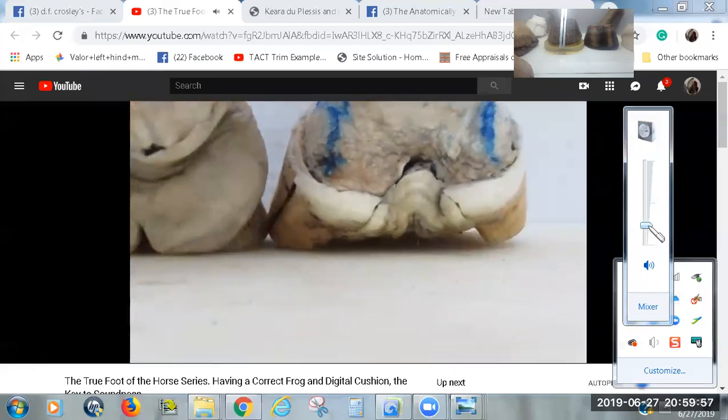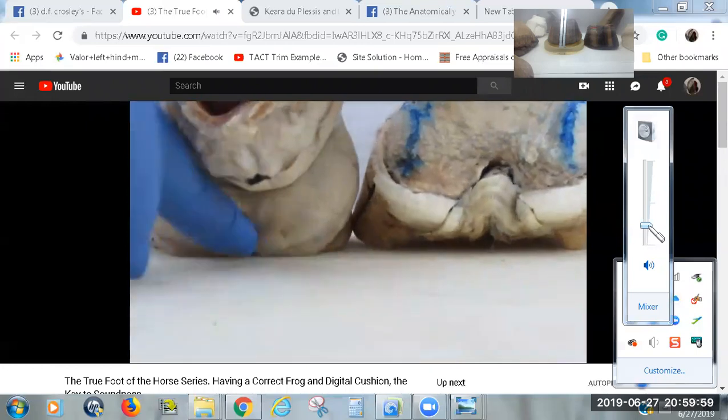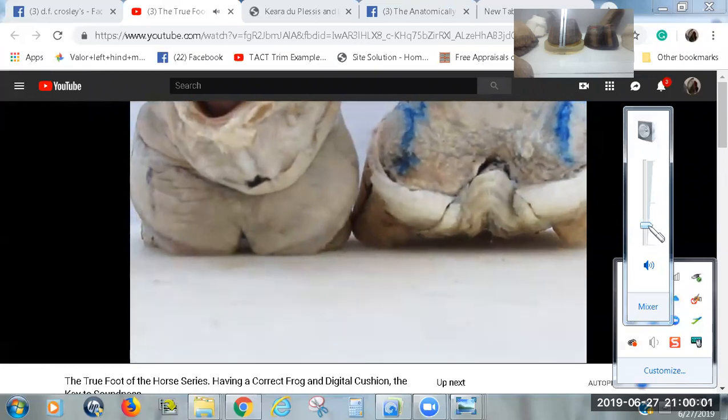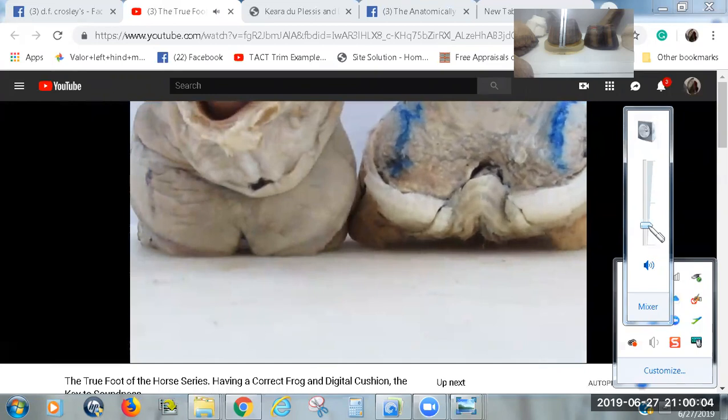Okay, but what do we got over here? We got nothing. Nothing. And that's what most barefoot horses are on, and that's why they're lame. That's why they need boots. Got a new kind of boot, the Evo boot.